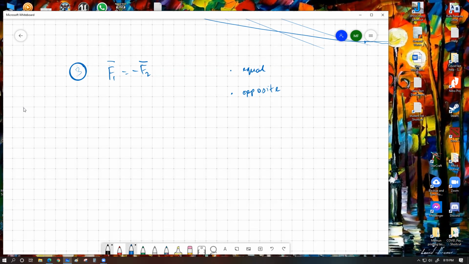So these two properties are basically mentioned in the equation, equal and opposite. But the third point that we have to understand, I'm just going to write these properties first.